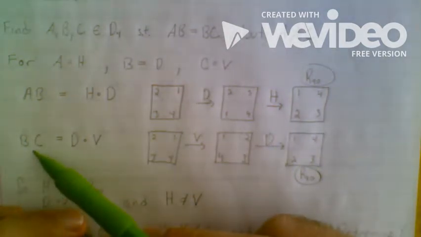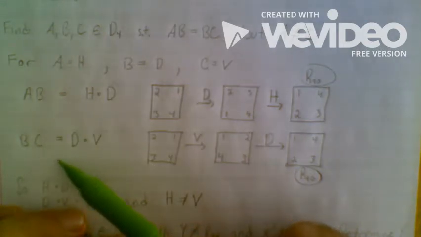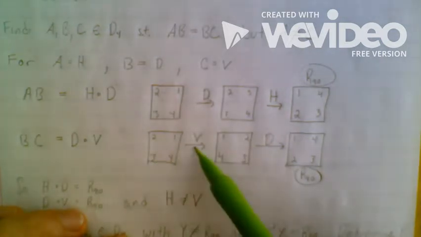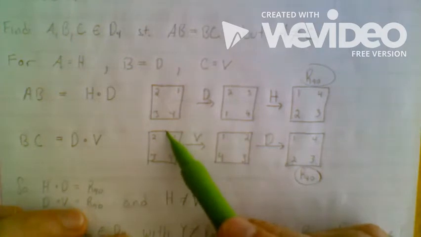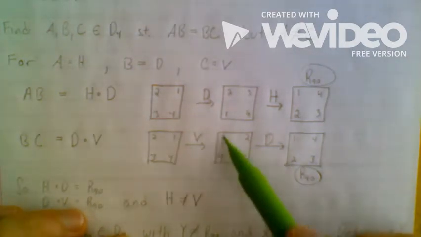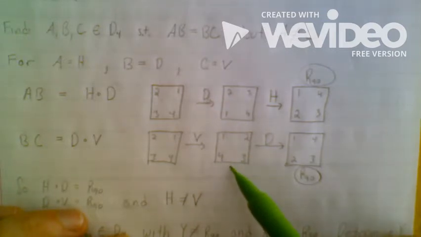So in order to satisfy this, we need to make sure that B times C gets us the same thing, R90. So that's D of V. That means the first thing we would end up doing is the vertical reflection. So the vertical reflection is going to swap the 1 and the 2, and then swap the 3 and the 4. And we see that right here with the second square.